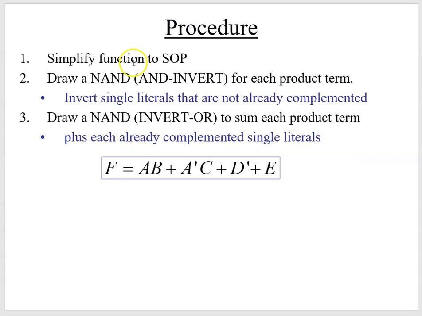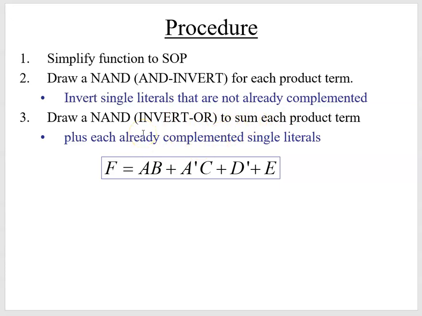So our procedure: we simplify the function to sum of products. We draw a NAND and invert for each product term. If we do have a single literal that doesn't go into a product term, then we have to invert that. We can invert it with a NAND gate or show it inverted with an inverter. And then we draw a NAND invert OR for the sum of each of the product terms.